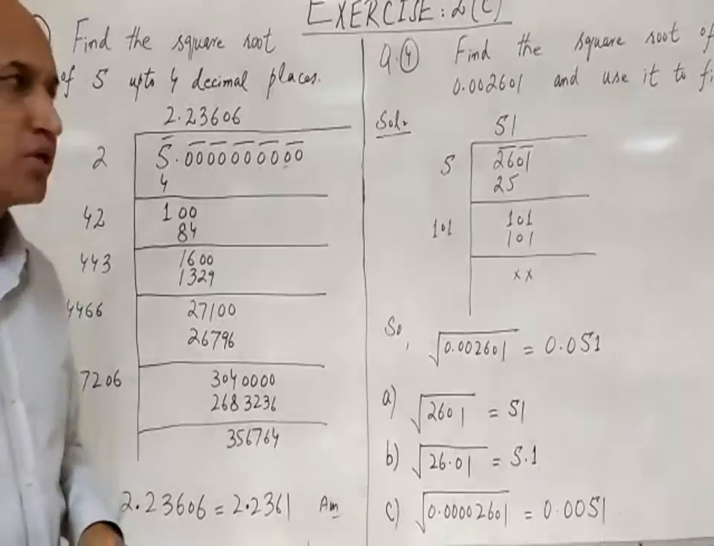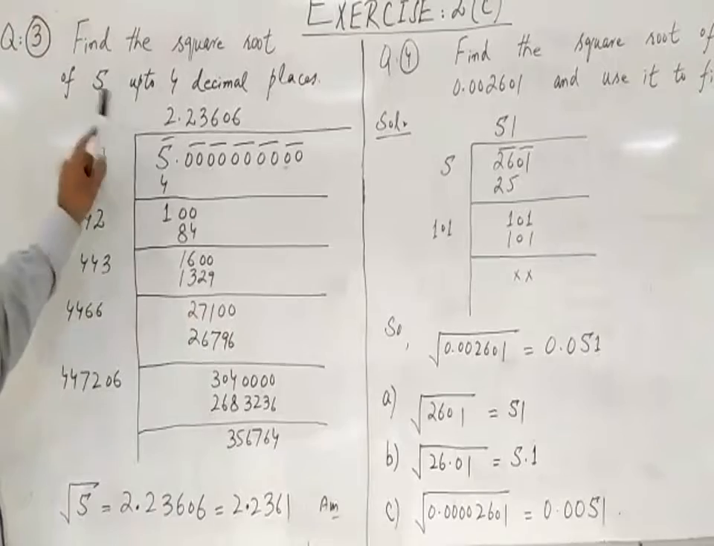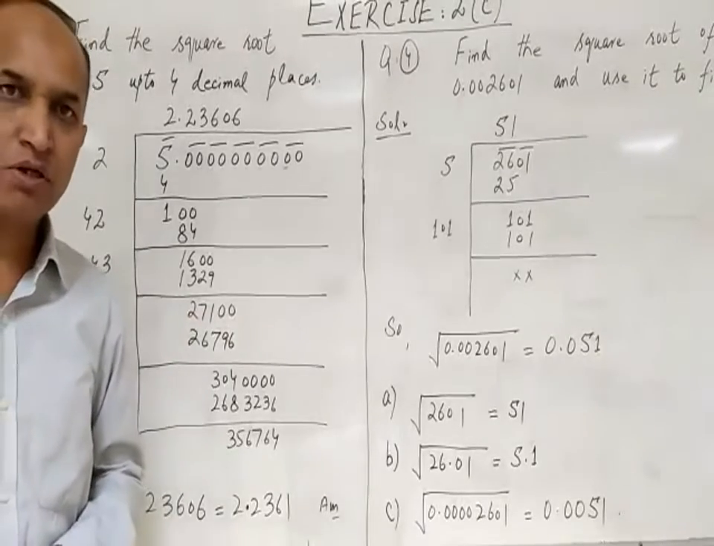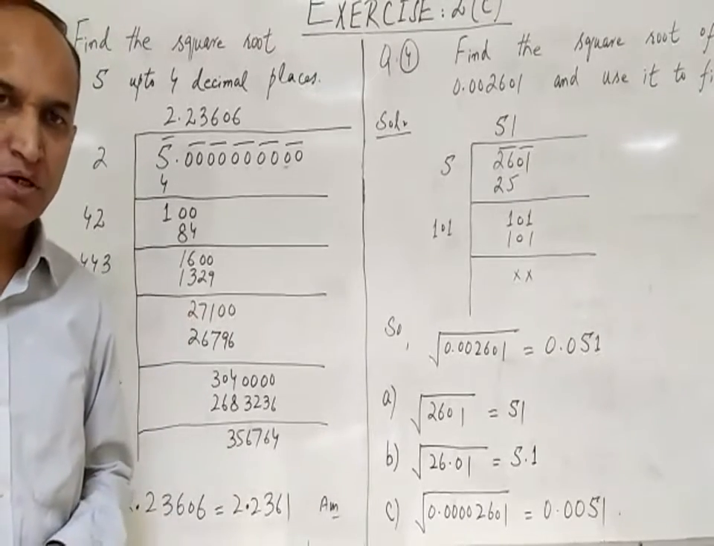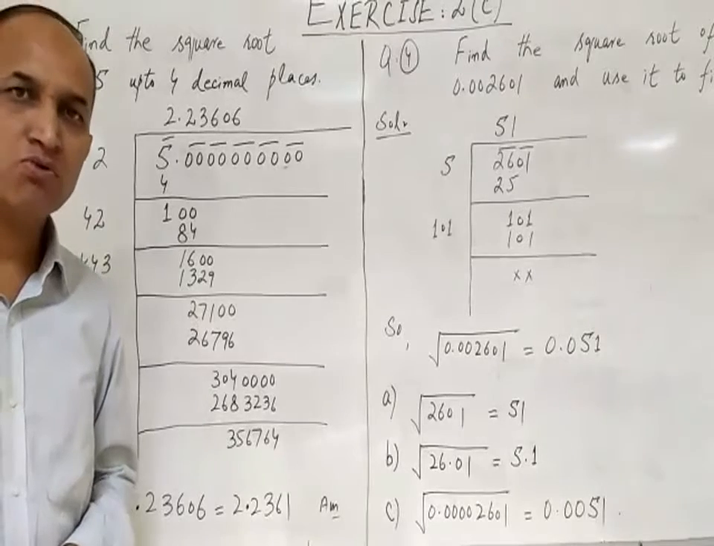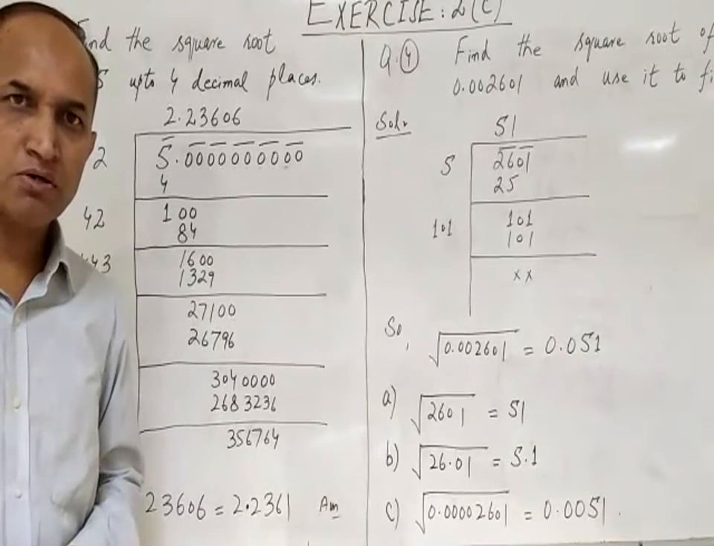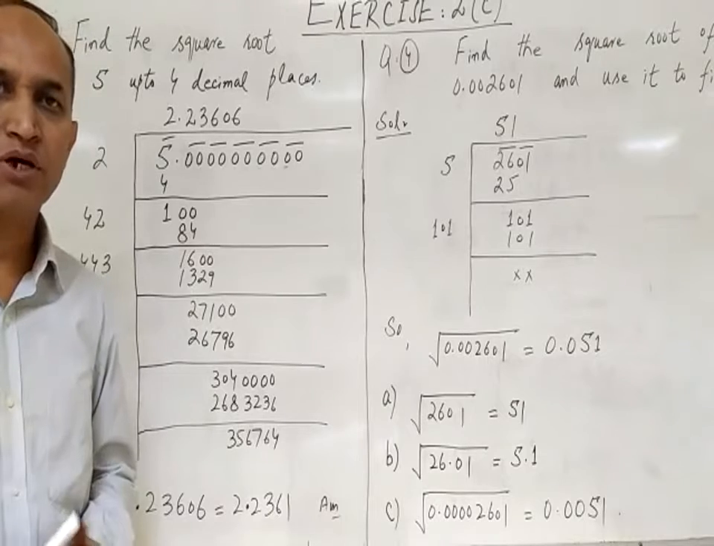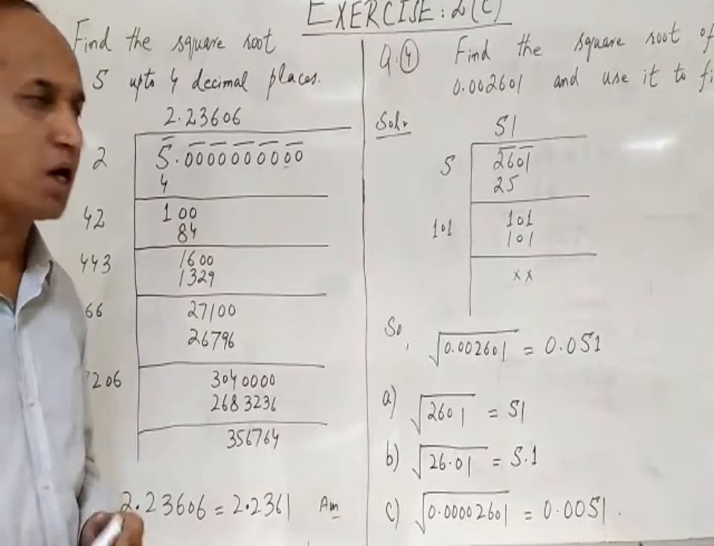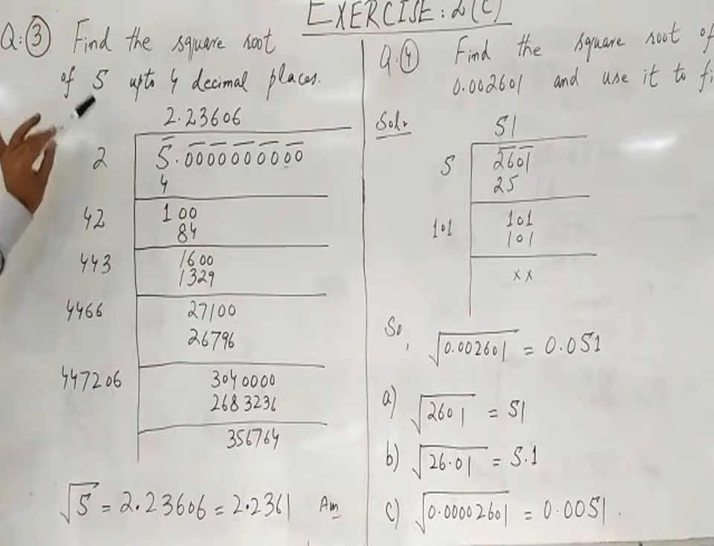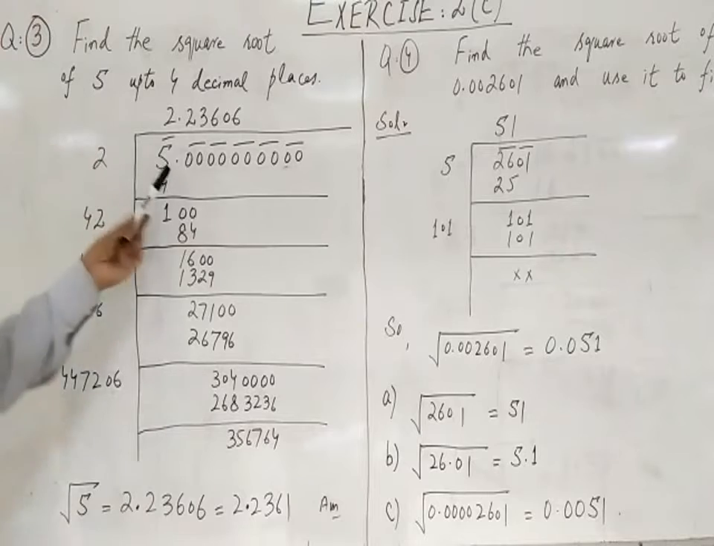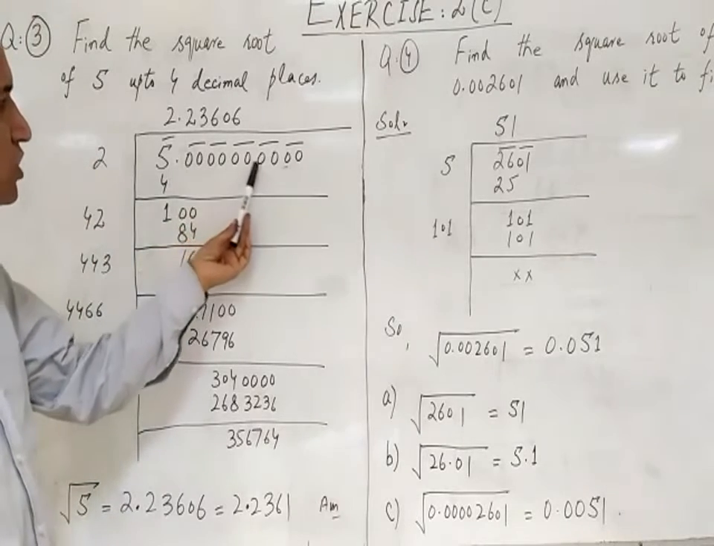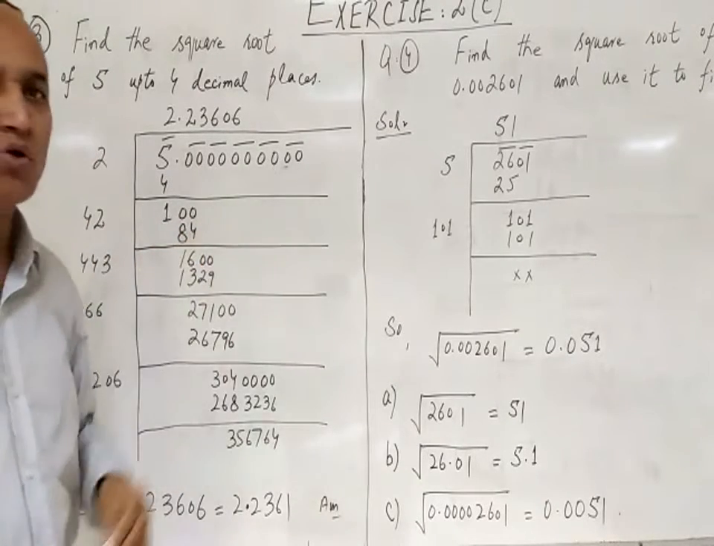Students, in question number 3, we have to find the square root of 5, 6 and 7 up to 4 decimal places. Here we find the square root of 5, and the remaining two parts, square root of 6 and 7, you can easily find by using the same method. So let's start. We have the square root of 5. We write 5 and then 5 pairs of zeros over here.